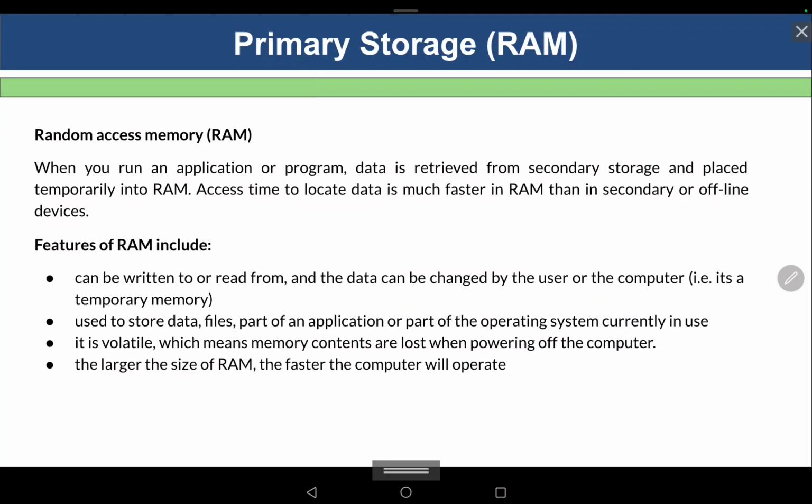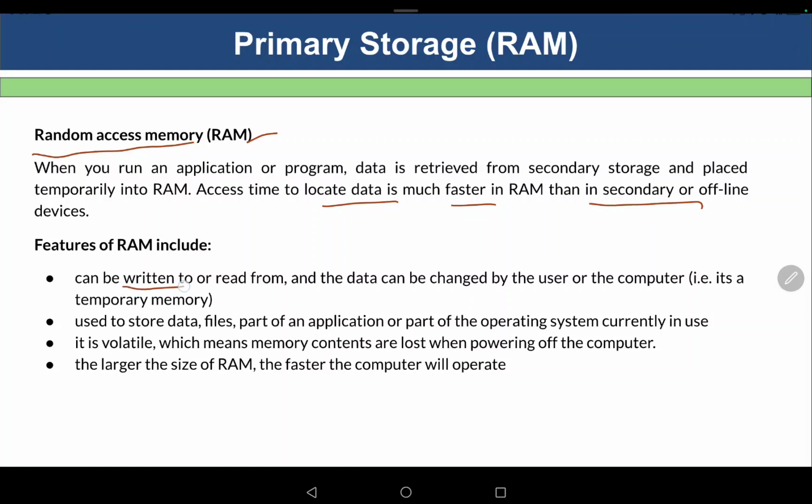Now let's look at the primary storage one by one. We have RAM. When you open an application, it is loaded from your hard drive into the RAM because RAM is much faster to access. The access time to load data in RAM is much faster than when it is in the secondary or offline device. So what are the features of RAM? Of course, RAM means random access memory.